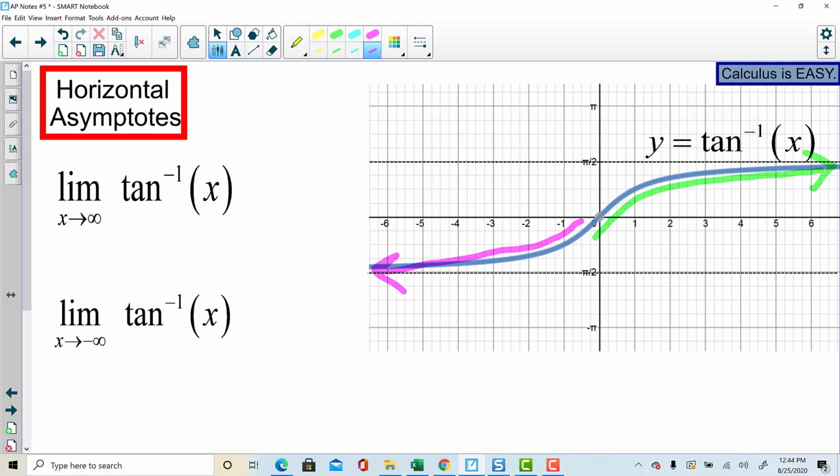So the only reason I'm showing this example again is just to point out the fact that if you're doing a horizontal asymptote, you really should be looking at the limit as x goes to infinity, and you should also be looking at the limit as x goes to negative infinity. And if it's equal to a number, then you end up with a horizontal asymptote, and it's just going to equal that number.